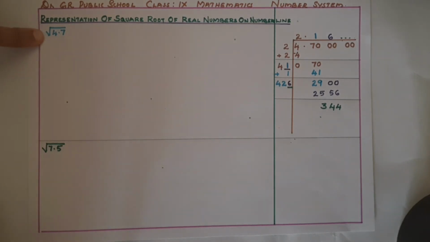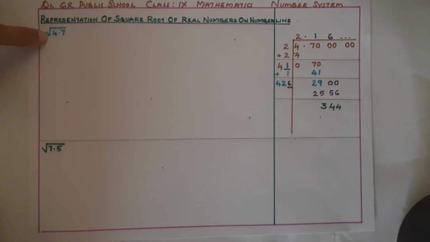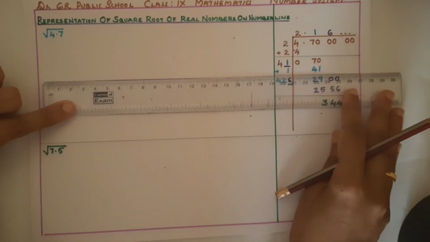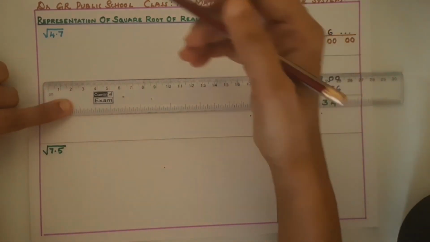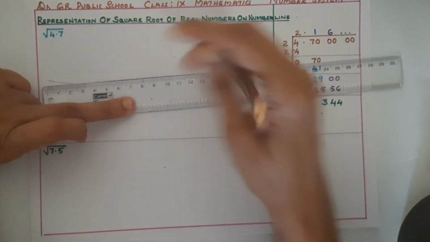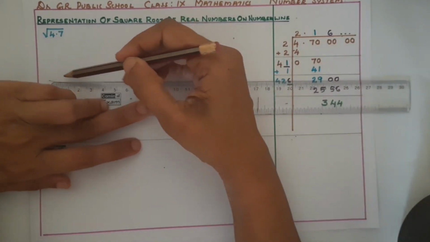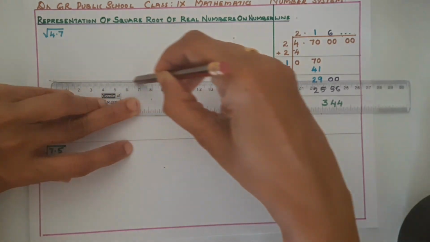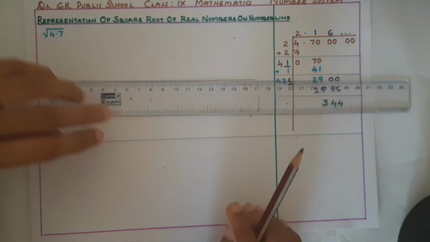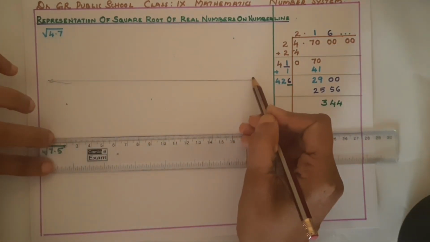So you have to watch the video very carefully to get the steps of construction. Okay. So our question is represent a square root of 4.7 on the number line. First, you have to draw a straight line like this. Okay. Now, we have drawn the straight line here.